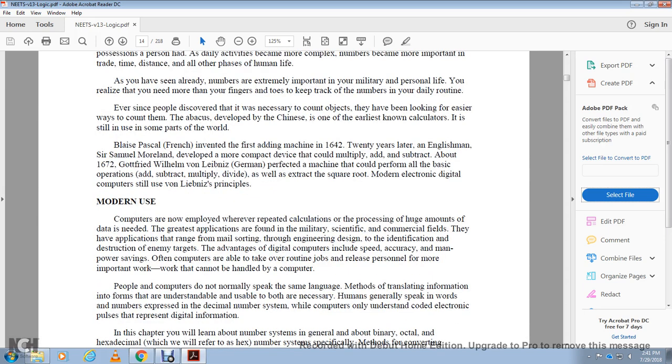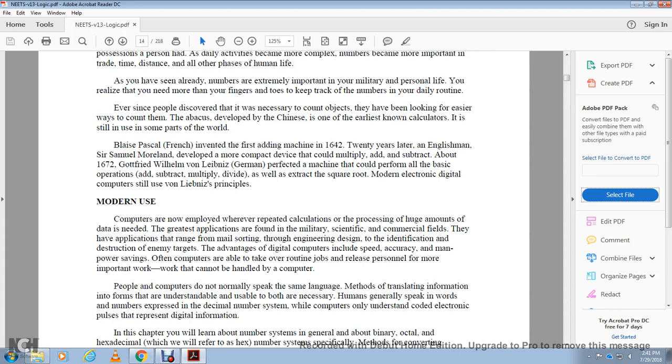Modern use. Computers are now employed wherever repeated calculations or processing of a huge amount of data is required. Great applications are found in the military, scientific, and commercial fields, from mail sorting to engineering design, identification, and construction of enemy targets. With the speed and accuracy of digital computers, they are able to take over routine jobs and release personnel for more important work that cannot be handled by a computer.